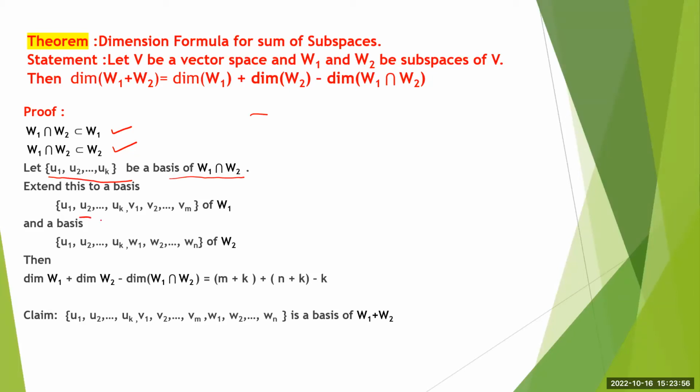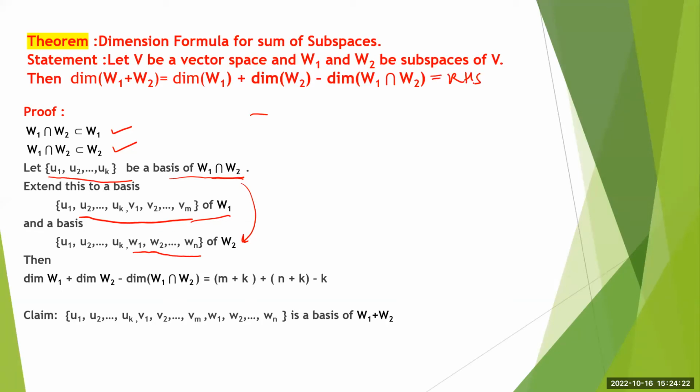So I add elements, U1, U2, up to UK, V1, V2 up to Vm, as the basis of W1. Similarly, I can extend the basis of W1 intersection W2 to the basis of W2 by adding vectors W1, W2 up to Wn. Okay. Now, what I need to prove is, let's start from the RHS side.